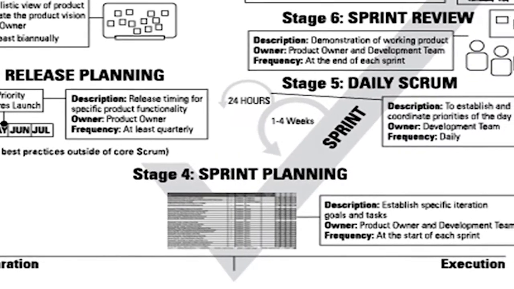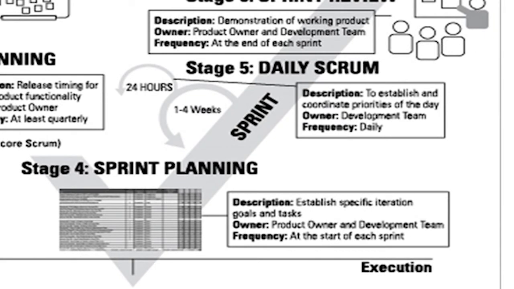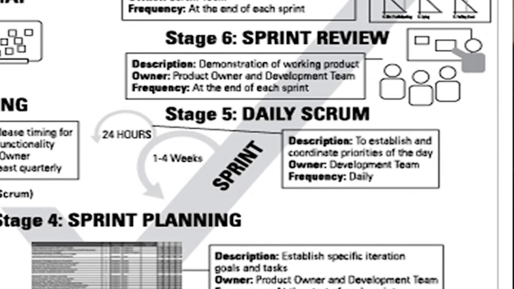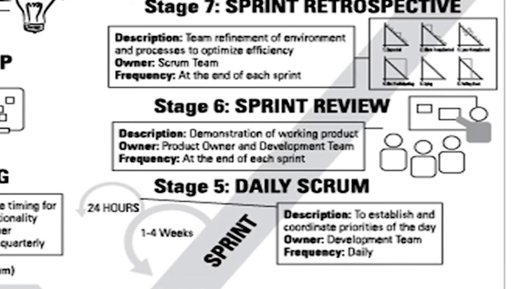Sprint planning sessions occur at the start of each sprint, and product features are broken up into 12 to 16-hour chunks to create the product. During each sprint, the development team has daily meetings of no longer than 15 minutes. This is stage 5. In stage 6, the team holds a sprint review at the end of every sprint to demonstrate the working product created.